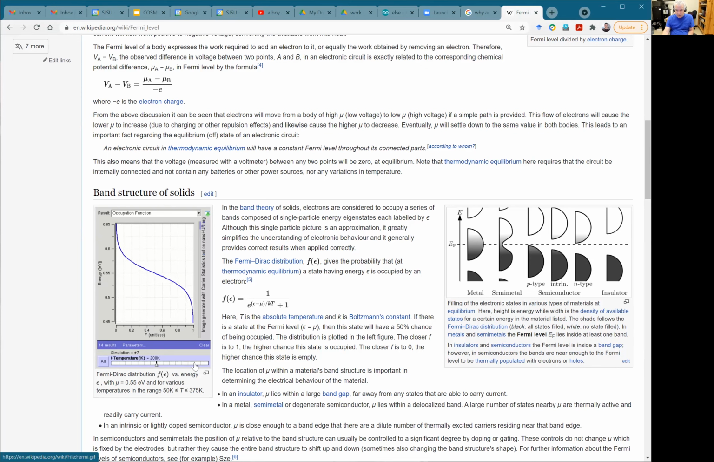So what does it mean that the temperature is high and we get more high level and fewer low level electrons?